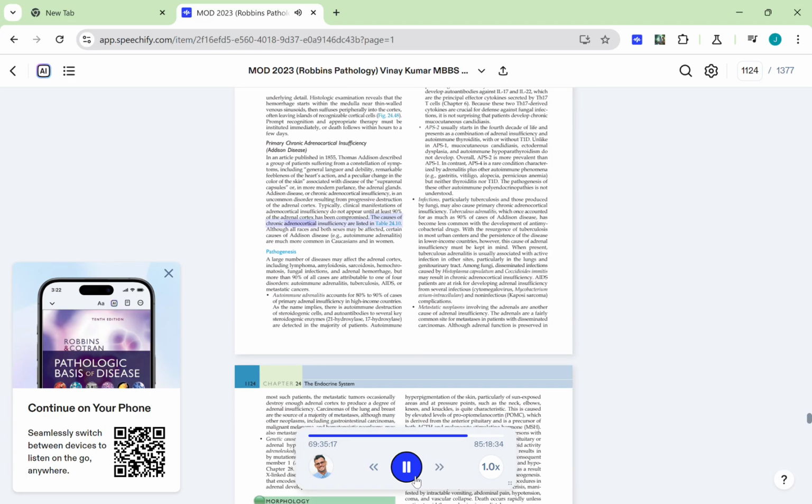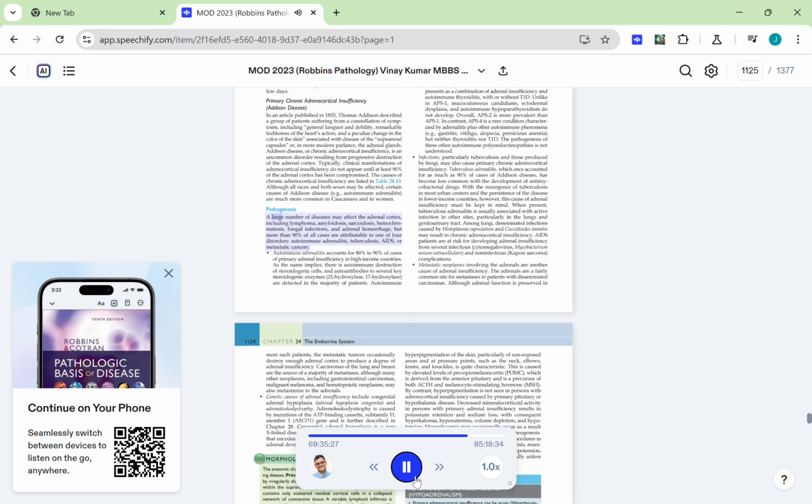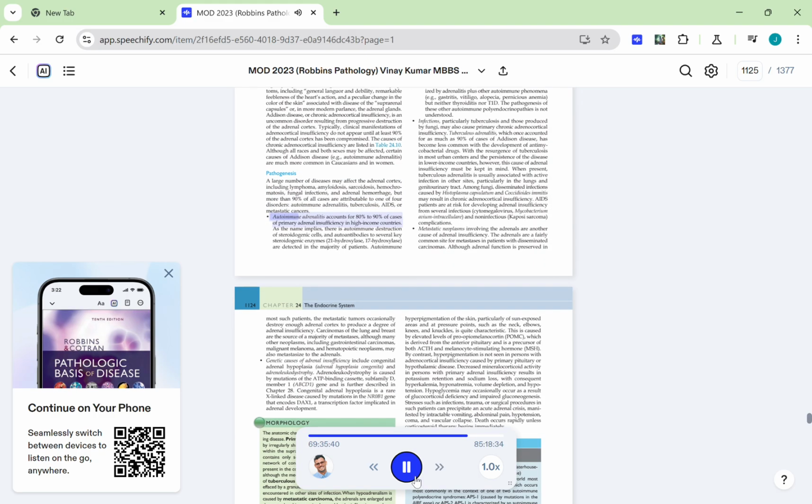The causes of chronic adrenocortical insufficiency are listed in Table 24.10. Although all races and both sexes may be affected, certain causes of Addison disease are much more common in Caucasians and in women. Pathogenesis. A large number of diseases may affect the adrenal cortex, including lymphoma, amyloidosis, sarcoidosis, hemochromatosis, fungal infections, and adrenal hemorrhage. But more than 90% of all cases are attributable to one of four disorders: autoimmune adrenalitis, tuberculosis, AIDS, or metastatic cancers. Autoimmune adrenalitis accounts for 80% to 90% of cases of primary adrenal insufficiency in high-income countries.